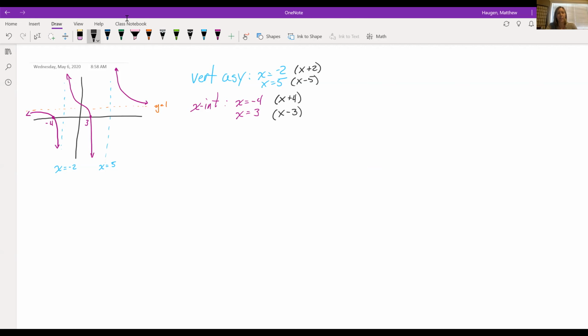So the vertical asymptote factors become the denominator and the x-intercept factors become the numerator. So there's an x plus 2 and an x minus 5 in the denominator because those are creating the vertical asymptotes. The x-intercept factors are in the numerator. So there's an x plus 4 and an x minus 3 in the numerator. Those two factors in the numerator are creating the x-intercepts. Those two factors in the denominator are creating the asymptotes.